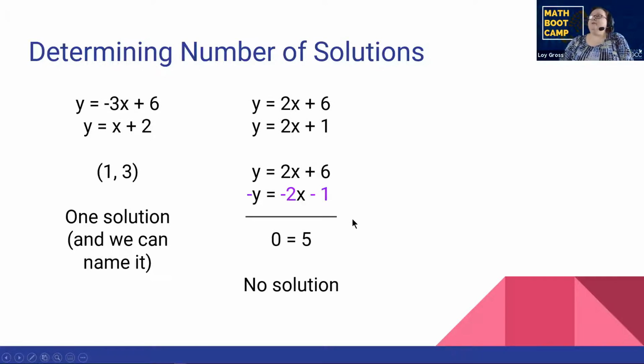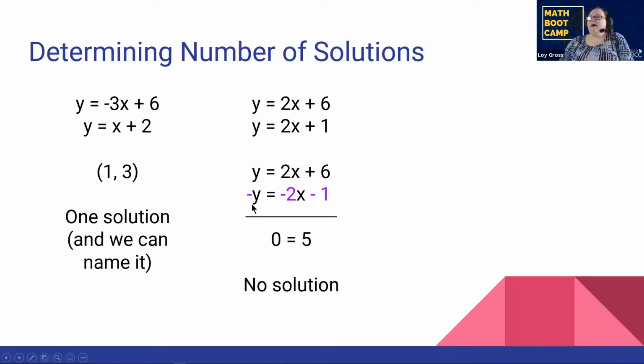Let's talk about a different situation here. y equals 2x plus 6 and y equals 2x plus 1. We have these two lines here, and they're all set up where we can do our process of elimination. We'll take that second equation and multiply it by -1, giving us negative y, negative 2x, and negative 1. And now let's add those down.